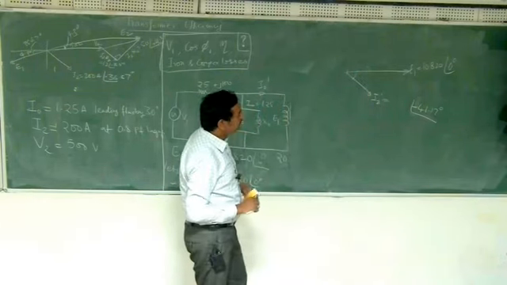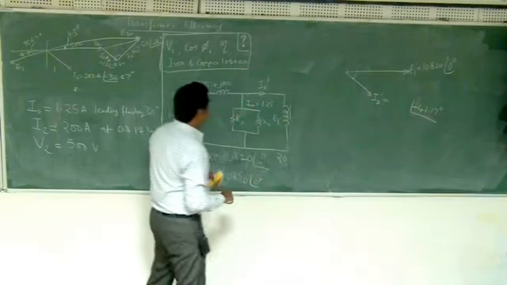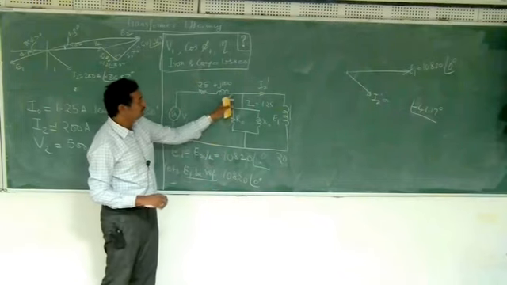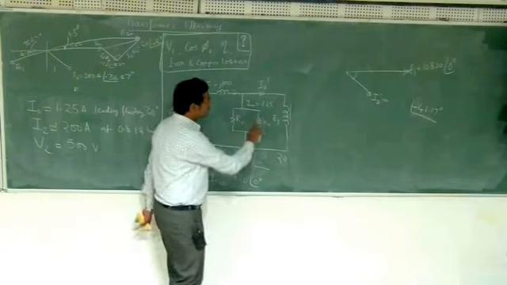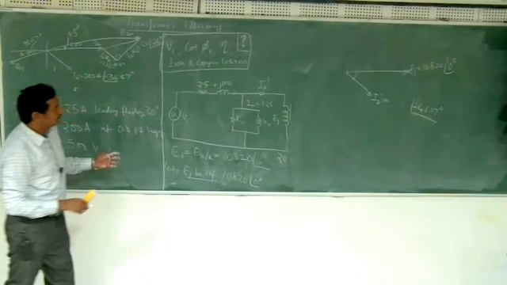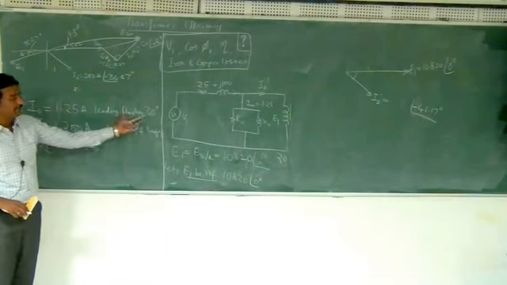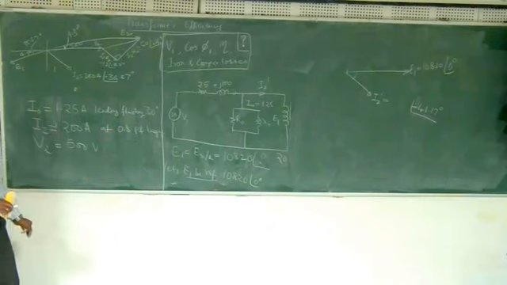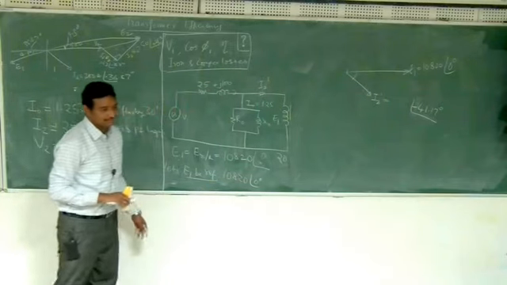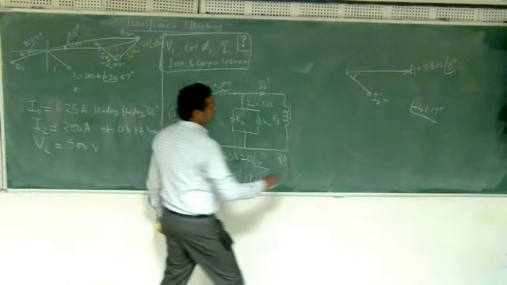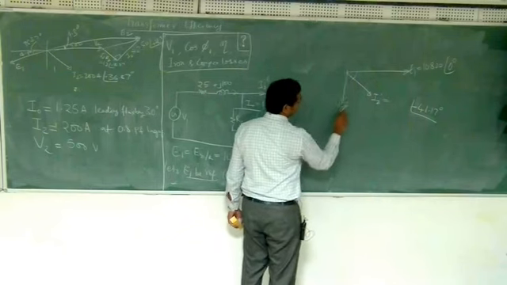Okay. Now what you have to do? You have to add this to find out I1. So let's do that. Now here it is saying leading flux by 30 degrees. So where will V1 be? So this will be actually flux.